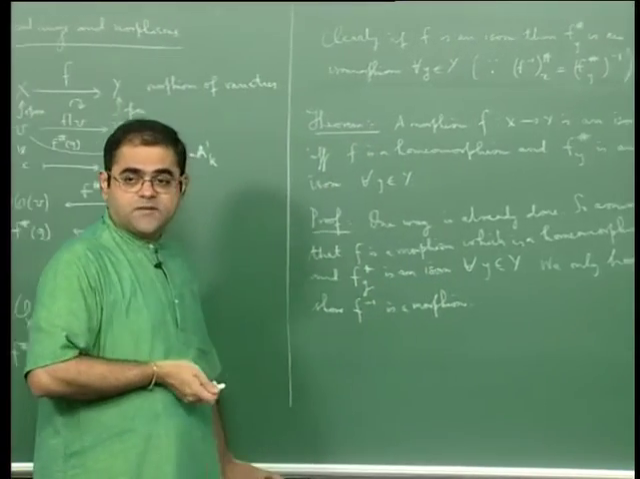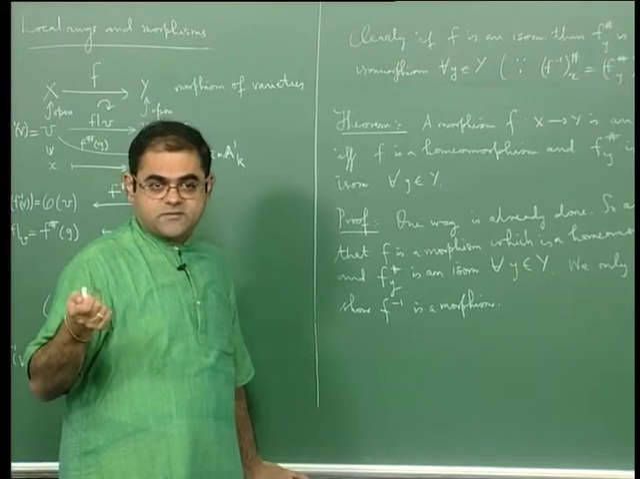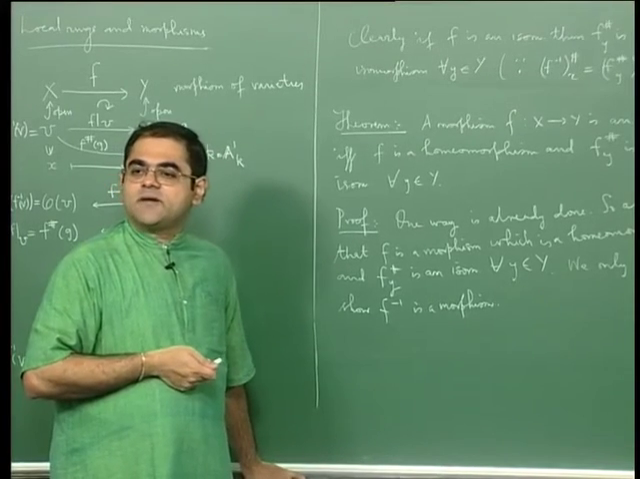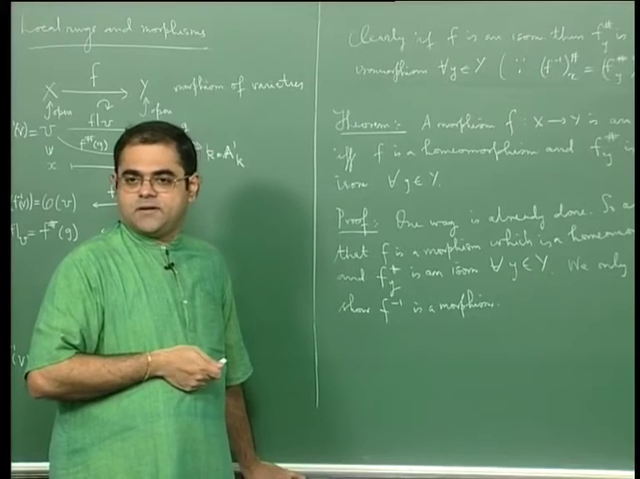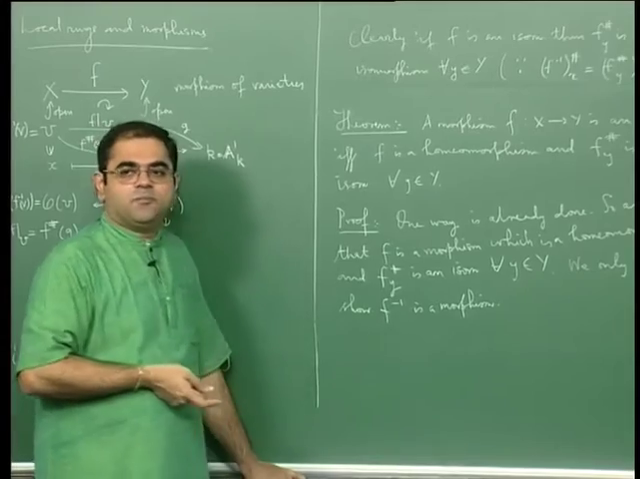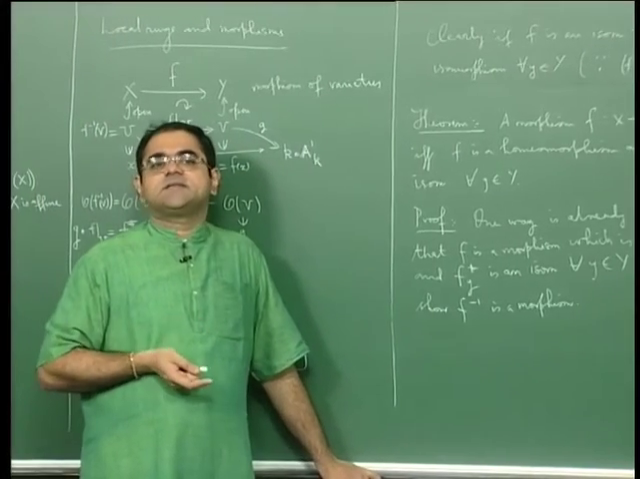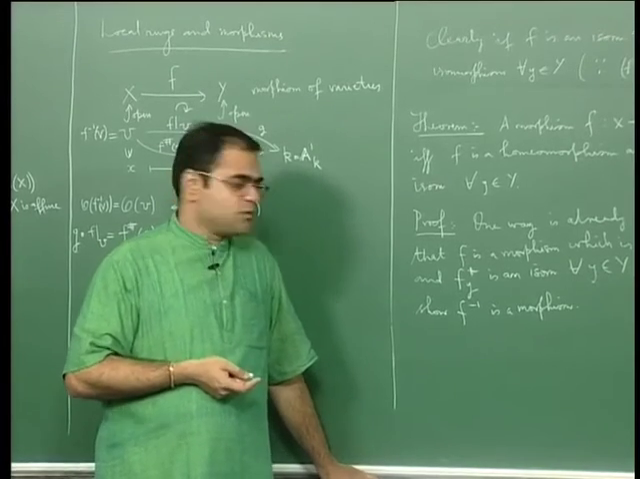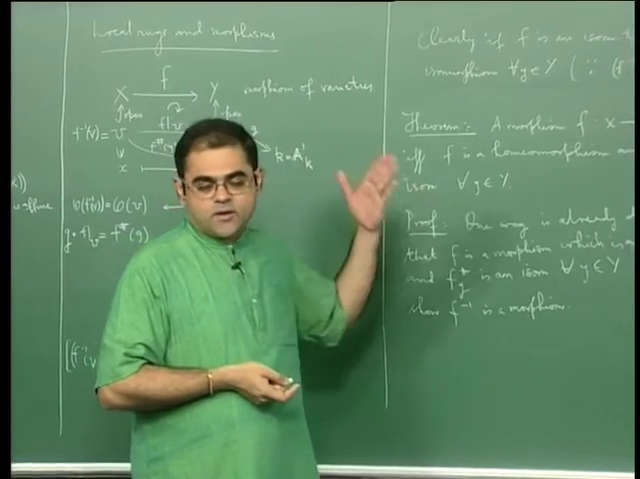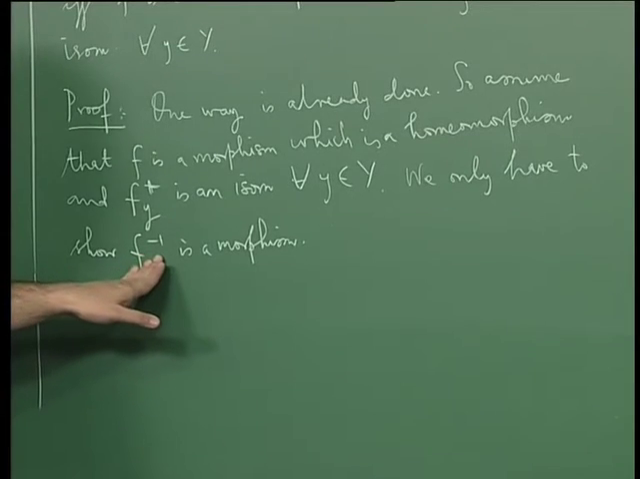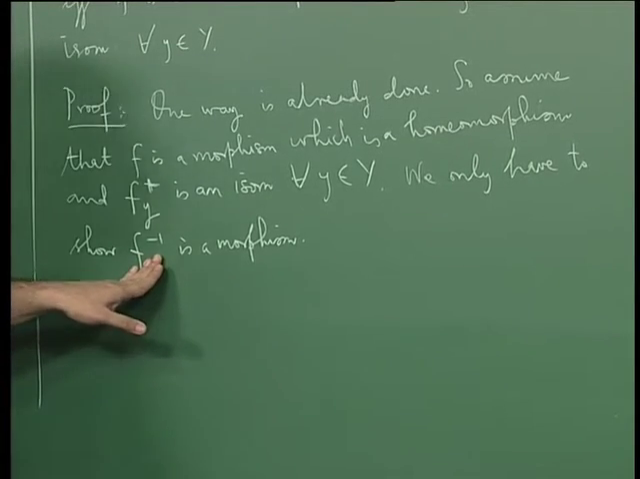But you see, F inverse is a homeomorphism, so F inverse is already continuous, okay. So the only thing you will have to check is that it pulls back regular functions to regular functions, okay. How do you check something is a morphism? You have to check two conditions. One condition is that it is continuous. The second condition is that you have to show that it pulls back regular functions to regular functions. But F is already a homeomorphism, so F inverse is also a homeomorphism, so it's continuous. The only thing I'll have to therefore check is that F inverse pulls back regular functions to regular functions.